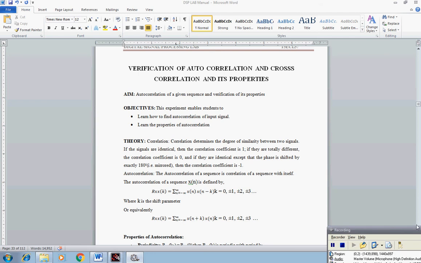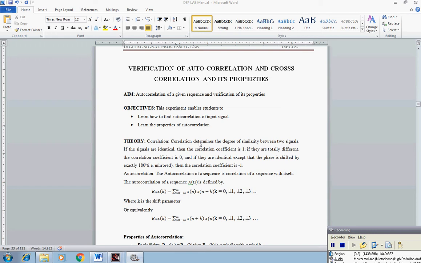Experiment number 5, verification of autocorrelation and cross correlation and its properties. So the aim of this experiment is to find the autocorrelation function of the given sequence and verify its properties using Scilab. So what exactly is correlation?